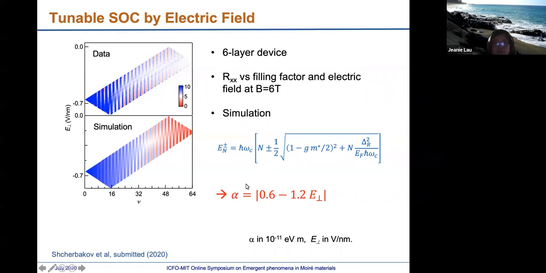So here is experimentally obtained the dependence of alpha on electric field. This alpha 0 is 0.6 times 10 to the minus 11, and we call it alpha 0, which is the intrinsic Rashba parameter of this device. Then you apply an electric field, and this tells you how tunable this parameter is. Here we have a coefficient 1.2, and the electric field is in volt per nanometer.